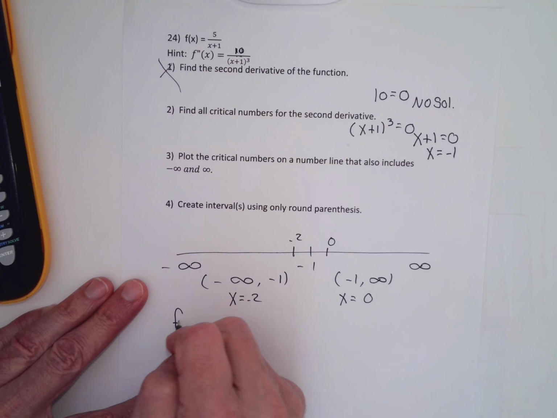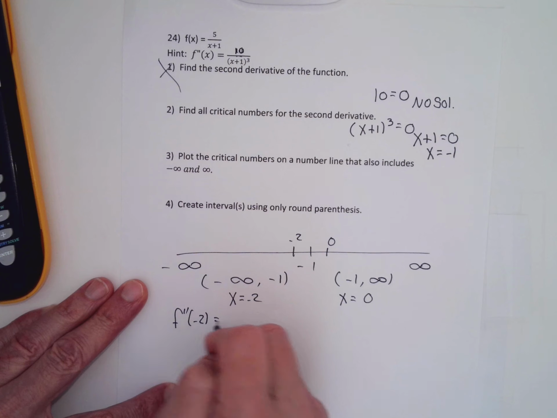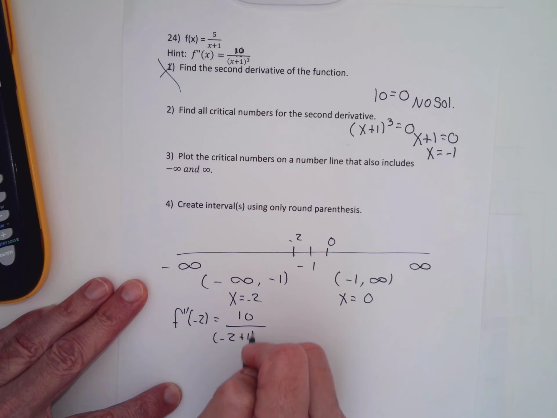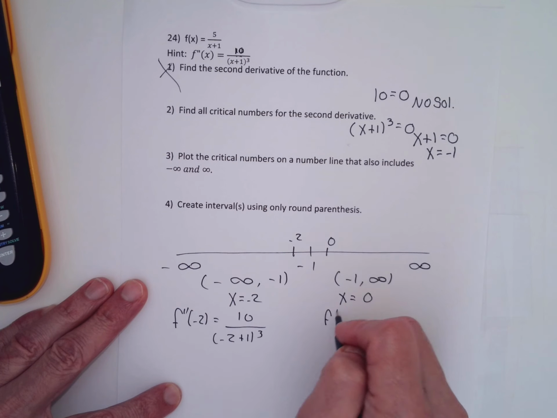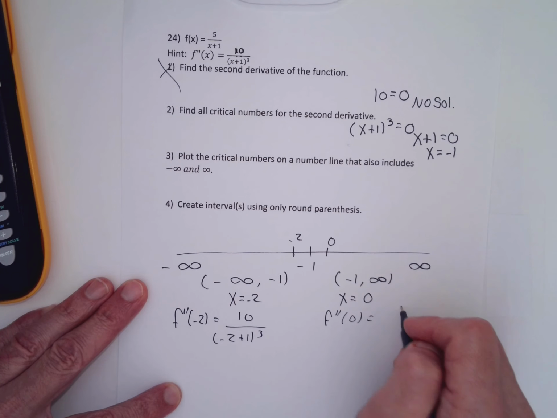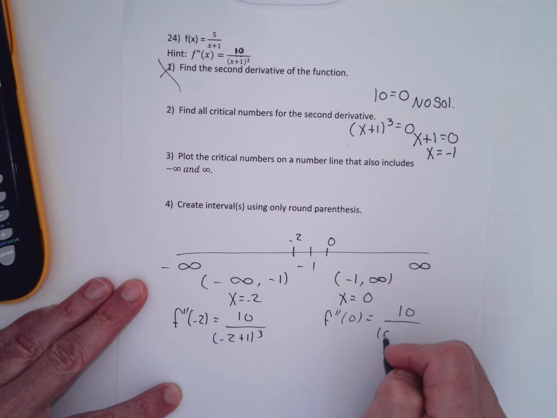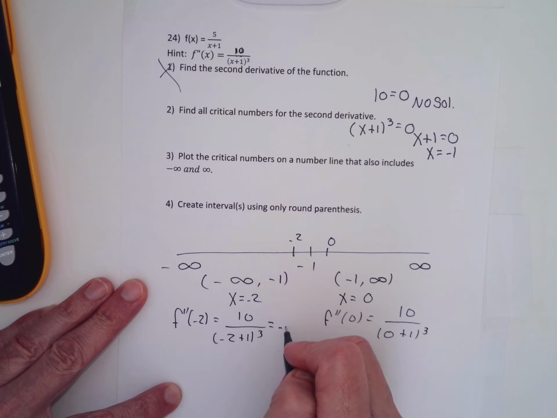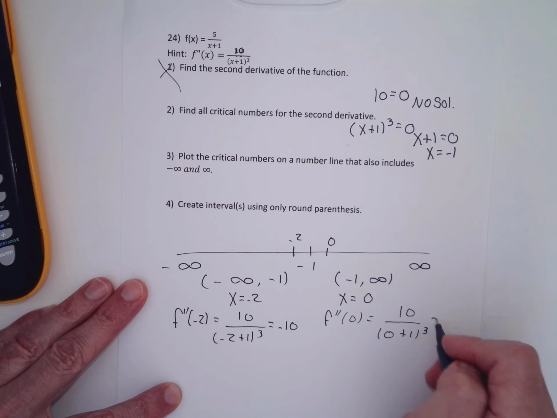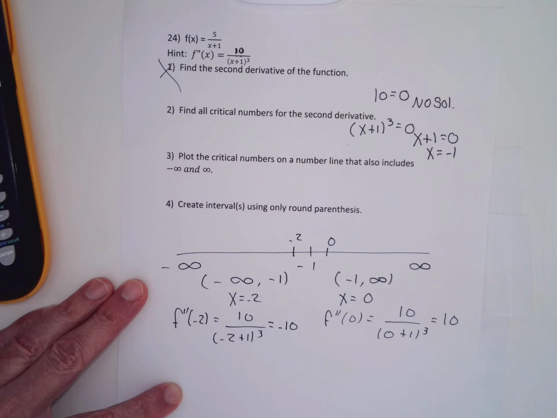I'm going to use that derivative. I'm going to evaluate the second derivative at -2, which is going to be 10 over -2 plus 1 cubed. And then I'm going to evaluate the second derivative at 0 and do 10 over 0 plus 1 cubed. This is going to be -10. I could do this on my calculator, but that I can do in my head. This is going to be +10. You can do it on your calculator if you can't do it in your head. This first region is concave down. The second region is concave up.